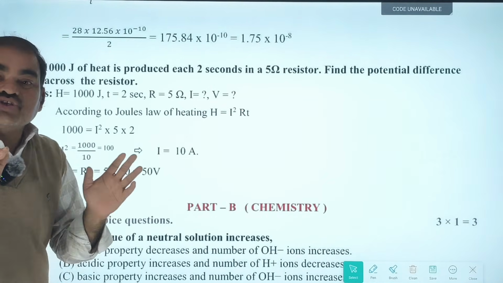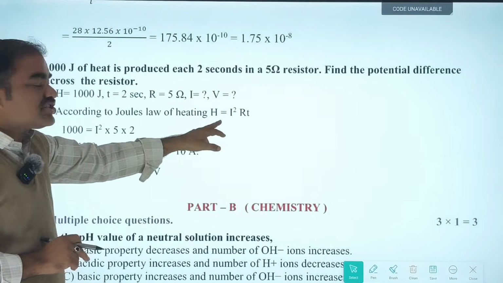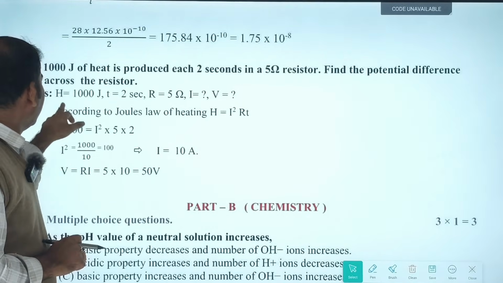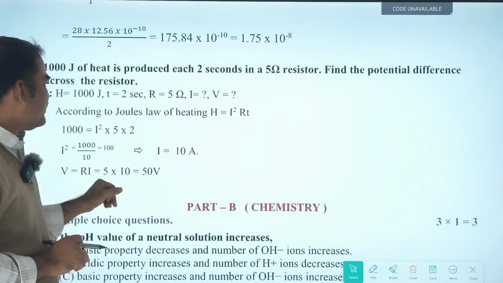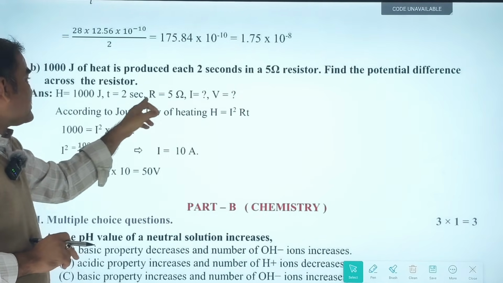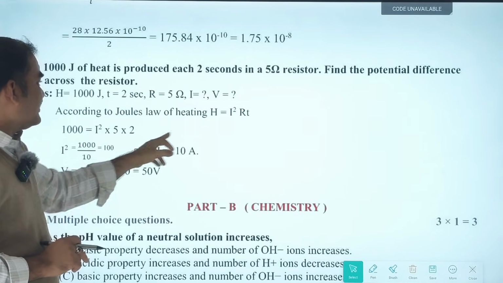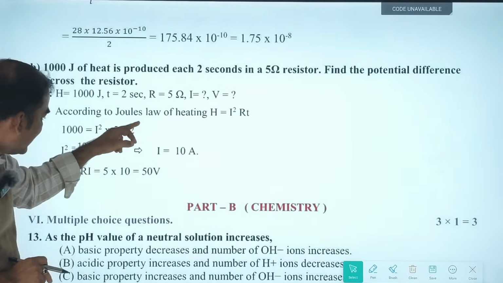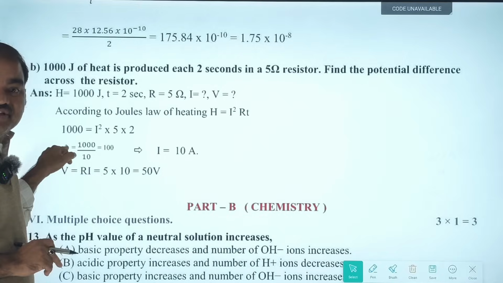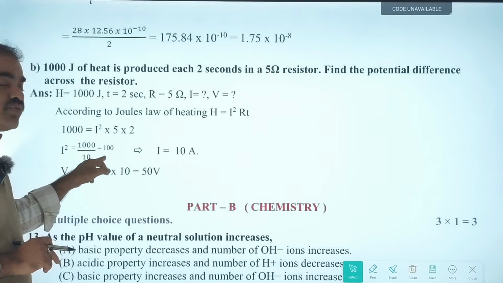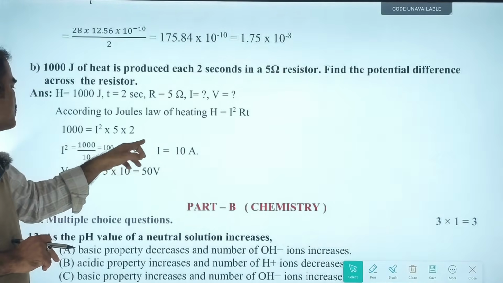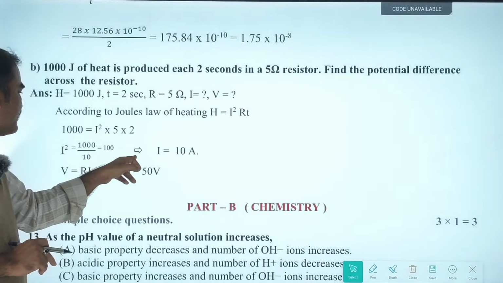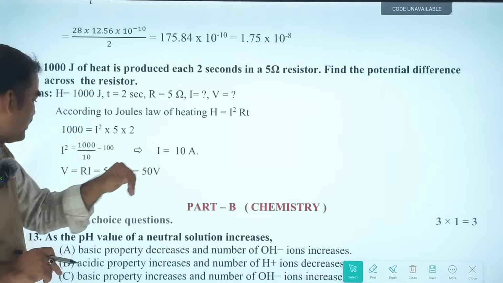So according to Joule's law of heating, H equals I square R T. So 1000 equals I square as it is, R is 5 ohms, and time is 2. So I square equals 5 into 2, which is 10. When it is transferred, it becomes division. 1000 divided by 10 will give 100. So that will give I equals 10 amperes.